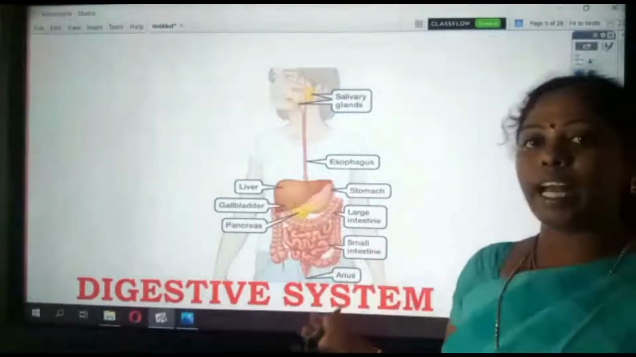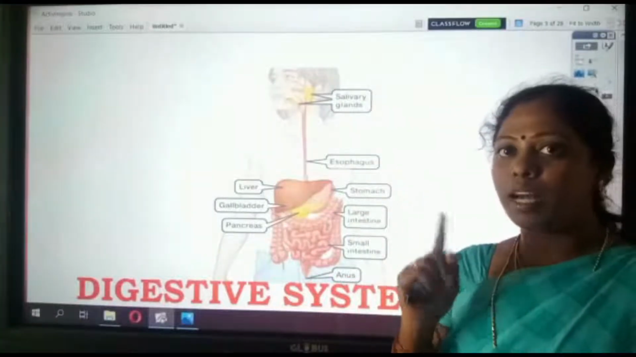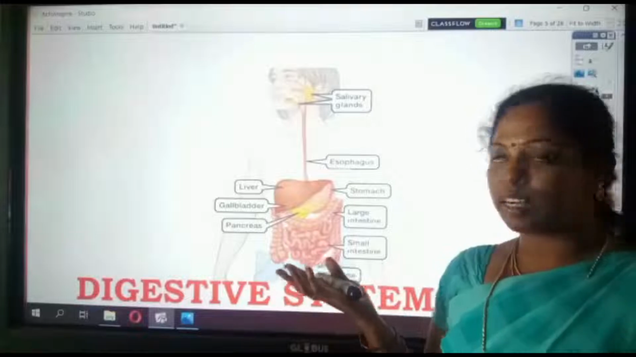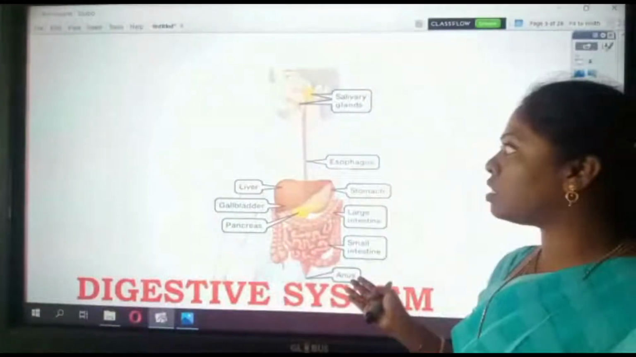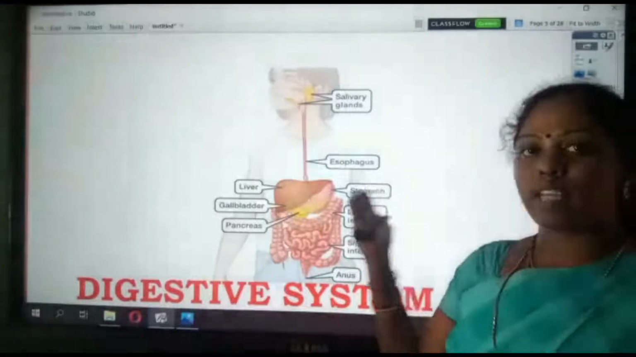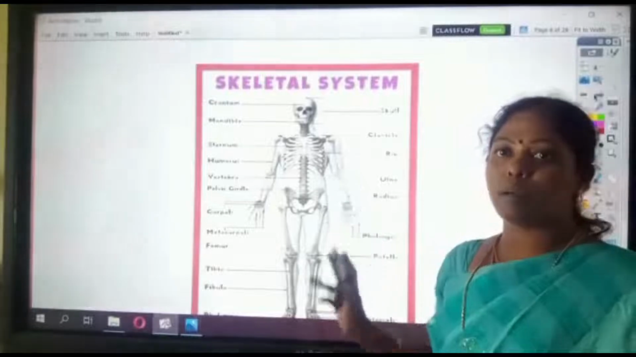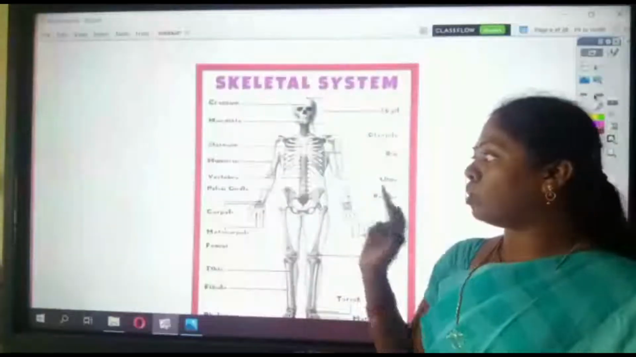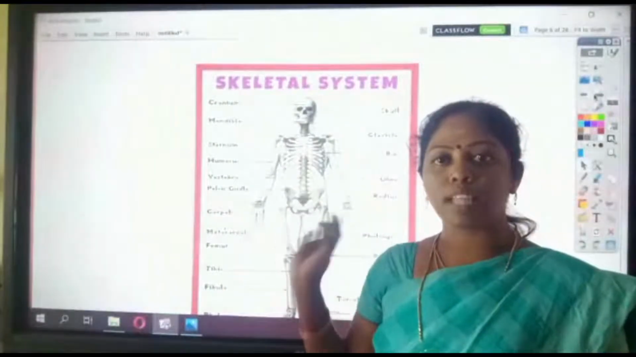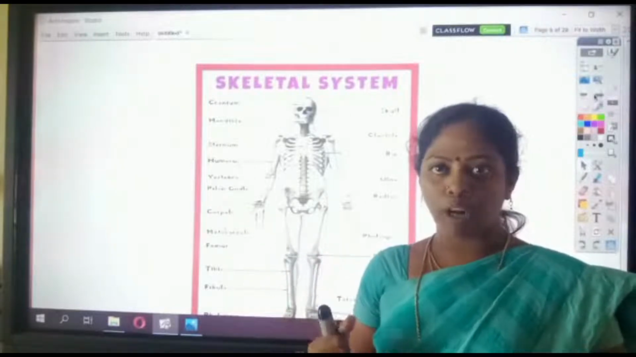So this is the digestive system. I said each organ system consists of different organs, isn't it? For example, the digestive system consists of salivary glands, liver, intestines, etc. as the organs. Similarly, the skeletal system also consists of bones. The specific function of the skeletal system is to give shape and support to the body.